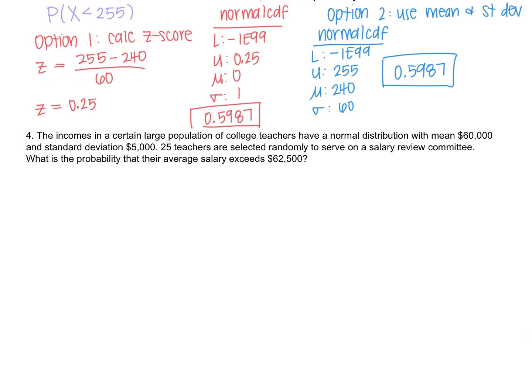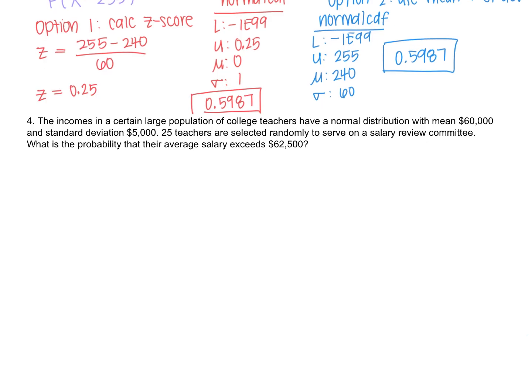So this is going to be our last example of a distribution for means, and then we'll do a couple examples with proportions. So we have the incomes in a certain large population of college teachers have a normal distribution with mean $60,000 and a standard deviation of $5,000. 25 teachers are selected randomly to serve on a salary review committee. What is the probability that their average salary exceeds $62,500? So for our probability statement, because we're given a sample size, it'll be X bar greater than 62,500.